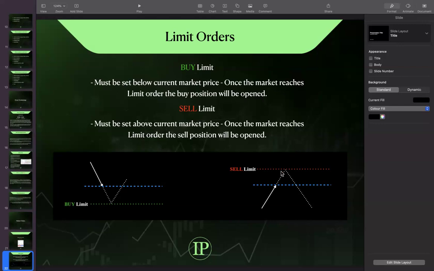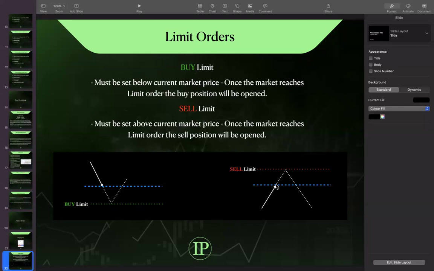Likewise with the sell limit. On the sell limit over here, that is where the current price is. The only way that a sell limit can be placed is if it is above the current market price. Here we had to be below the current market price in order to place it. So when you are typing in your figures, the figures must be below where the market currently is.